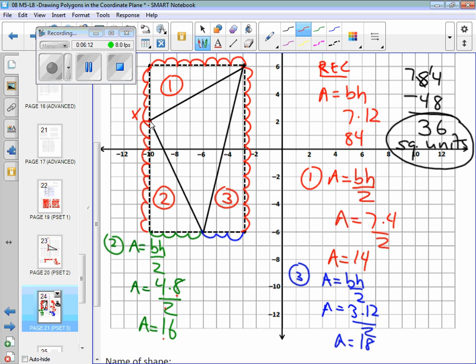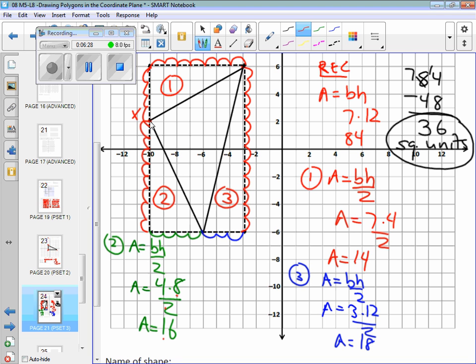And then triangle 3, as you can see, the base is 3. The height all the way to the top is 12. And then you divide that by 2, get 18.